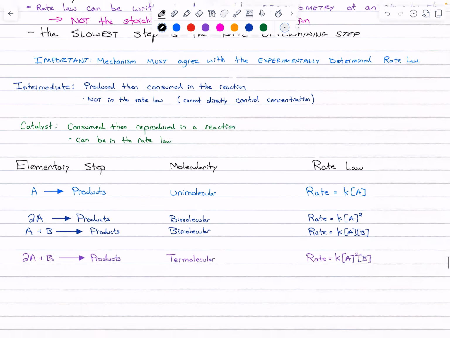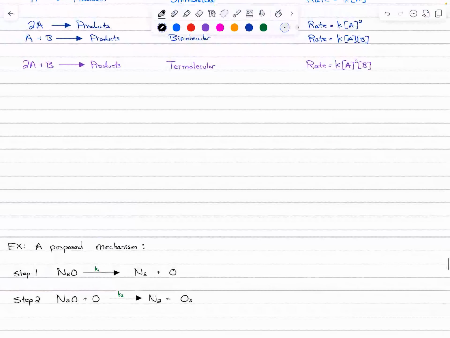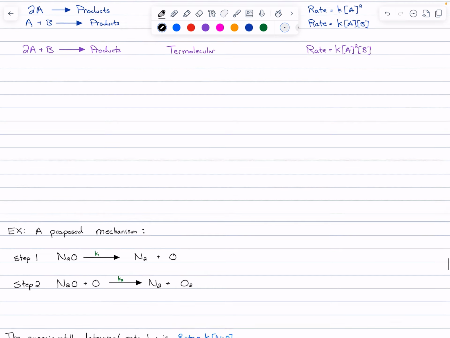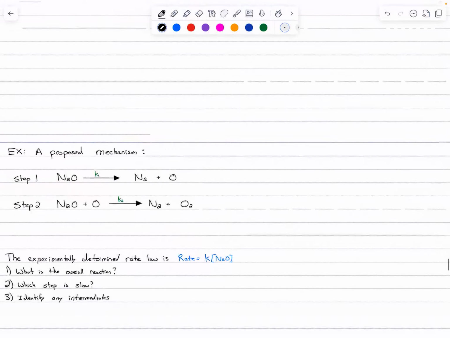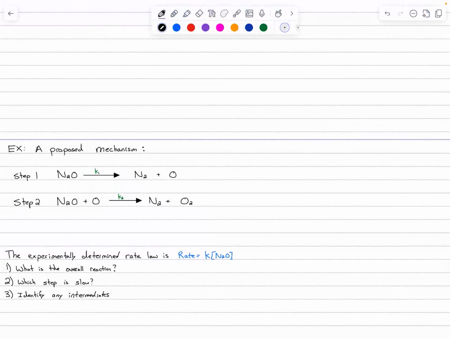All right. First example, I have a proposed mechanism. Step 1 is N2O with the first rate constant, going to N2 and O, and step 2 would be N2O plus O going to N2 and O2. All right, let's get to all the things. It says the experimentally determined rate law is rate equals k[N2O].